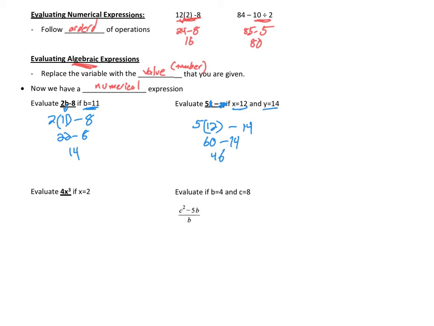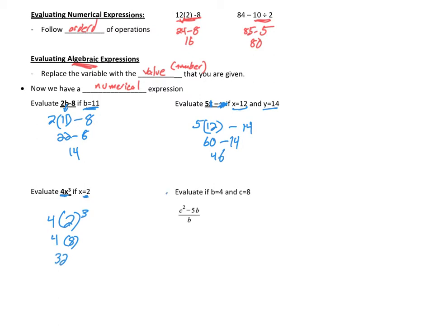All right, so let's evaluate 4x cubed if x is 2. So now I have 4 times 2 cubed. Okay, I'm going to put parentheses around the 2. So it's not 42 cubed, it's 4 2's cubed. So 2 cubed is 2 times 2, which is 4, times 2, which is 8. And then 4 times 8, 32.